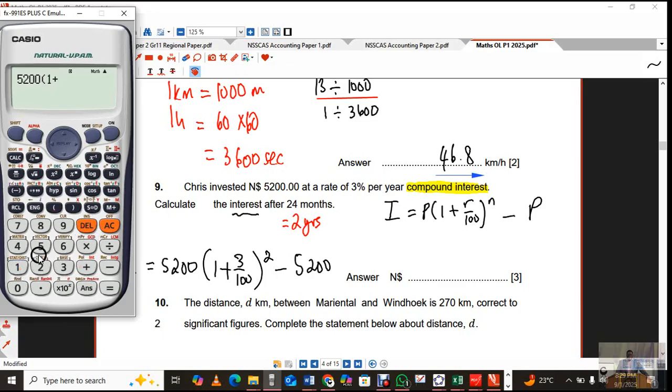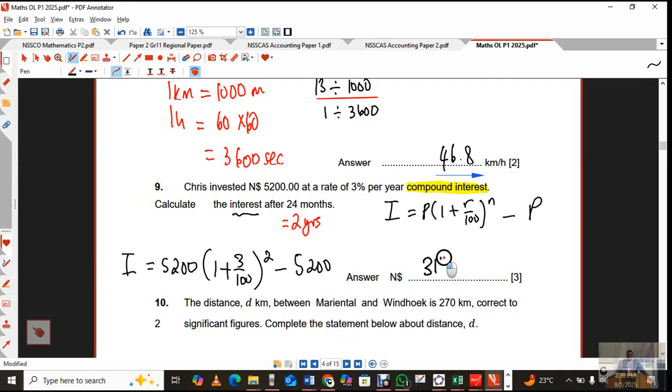1 plus 3 upon 100, and that is for 2 years. You can't be putting 24 months there, and then you're going to subtract the 5,200. Of course, you can show them step by step, and that answer is 316.68, and that is our solution.